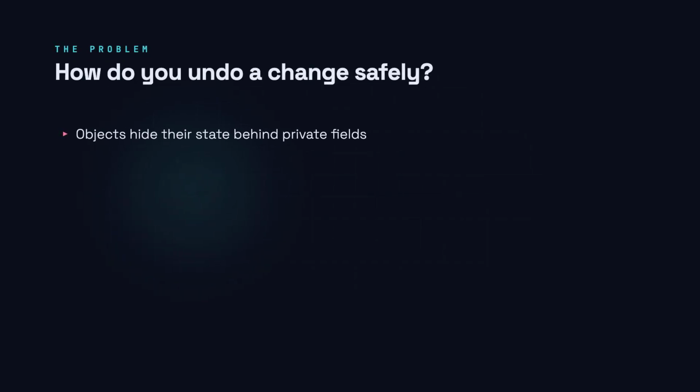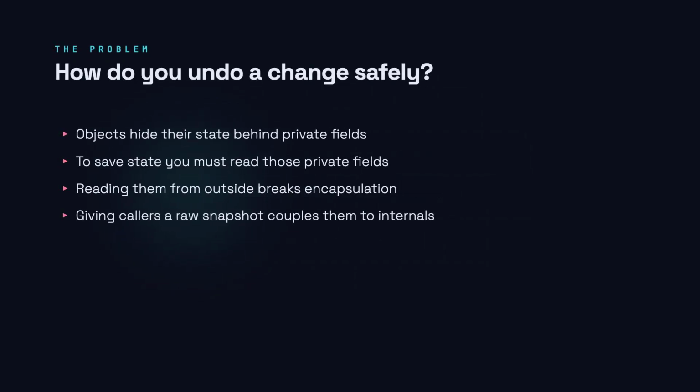Imagine you are building an editor with an undo feature. To roll back a change, you need the object's previous state, but that state lives in private fields. If you reach in and read those fields from outside the class, you have broken encapsulation. Every caller now knows the internal structure, and any refactor of that structure breaks every caller. The challenge is to save and restore state without that coupling.